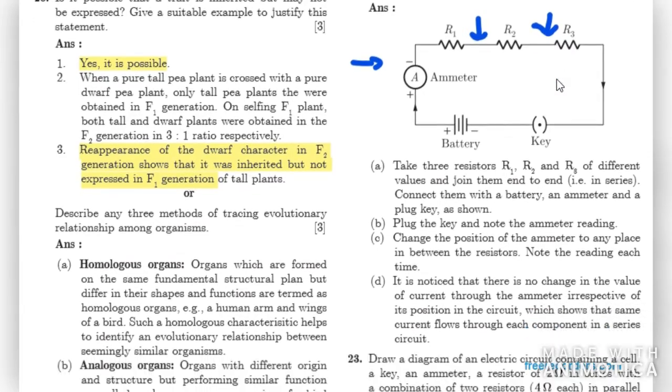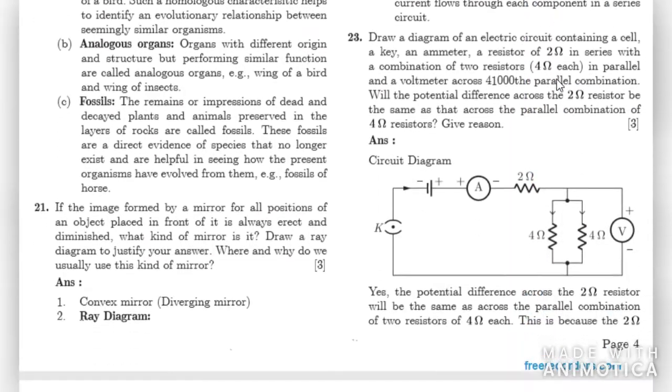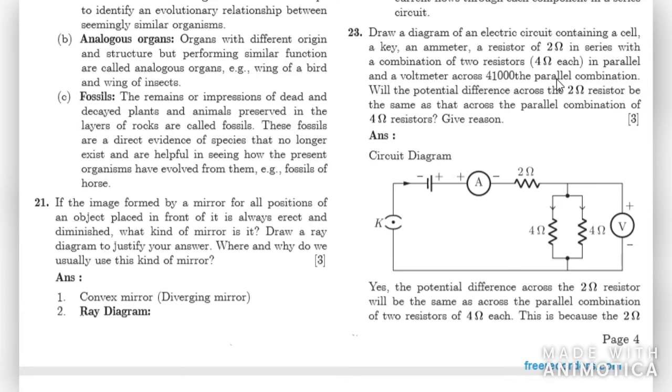Now next one, question number 23, it says draw a diagram of an electric circuit containing a cell, key, ammeter, a resistor of 2 ohm in series with a combination of 2 resistors of 4 ohm each in parallel, and a voltmeter across the parallel combination. Will the potential difference across the 2 ohm resistor be the same as that across the parallel combination of 4 ohm resistors?